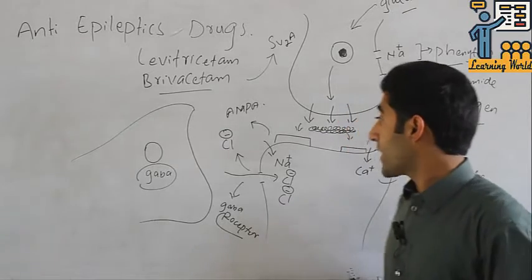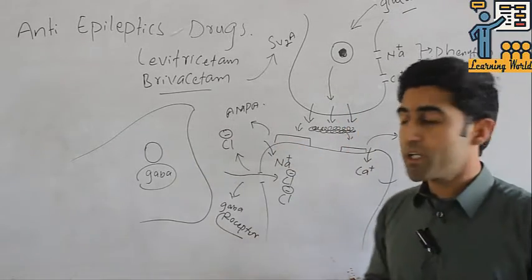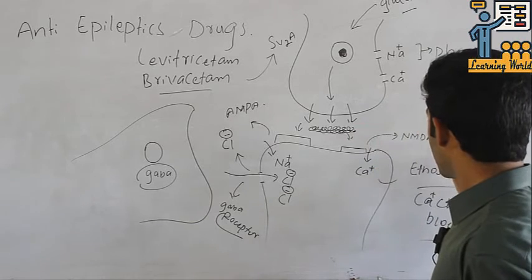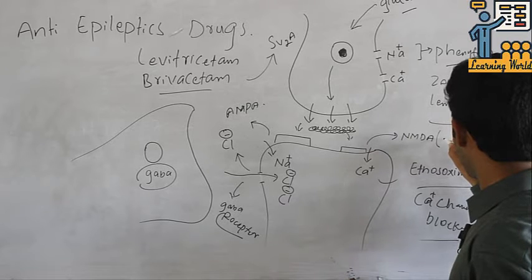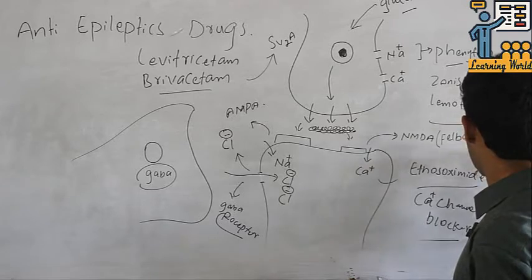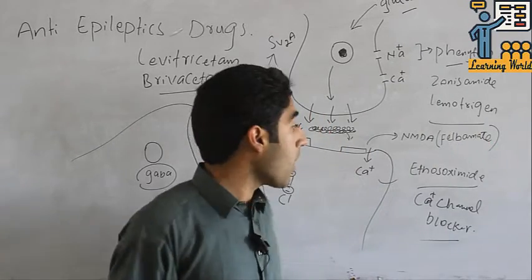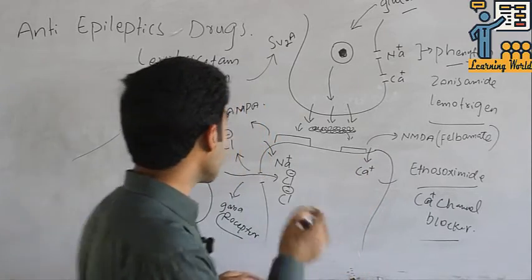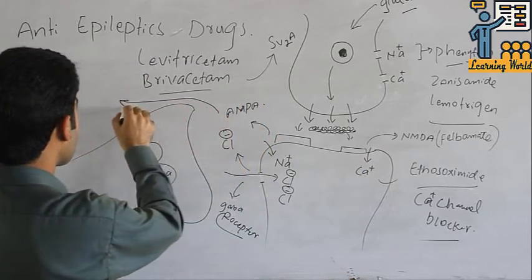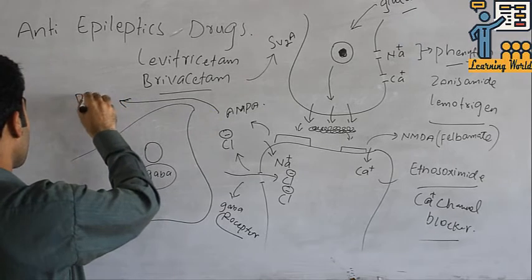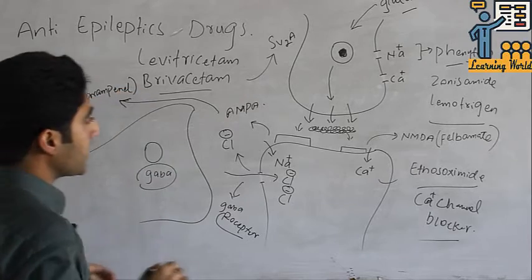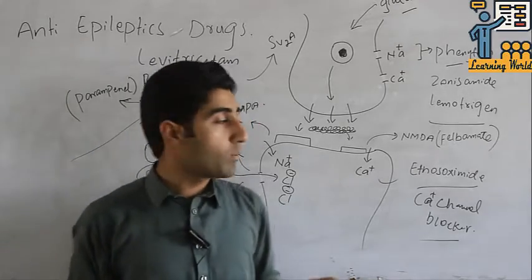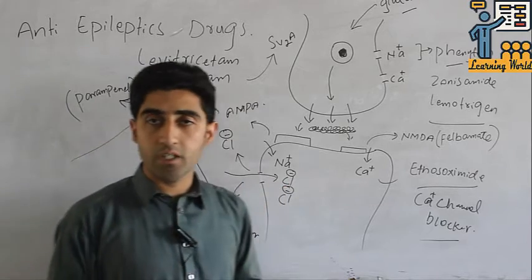Other drugs which are responsible to block the AMPA receptor and NMDA receptor: the drug which blocks the NMDA receptor is felbamate. Felbamate is the drug which is responsible to block the activity of the NMDA receptor. And the second drug which blocks the AMPA receptor is perampanel. Perampanel and felbamate play the most important role to block the NMDA receptor and AMPA receptor.